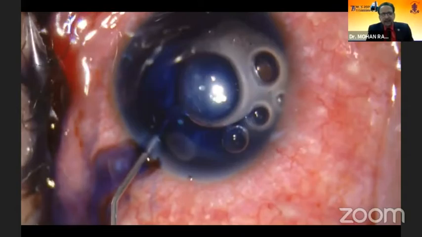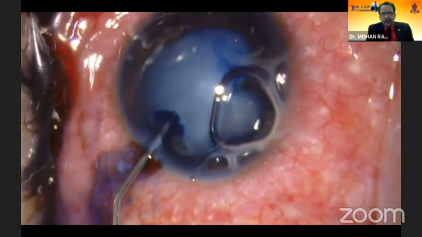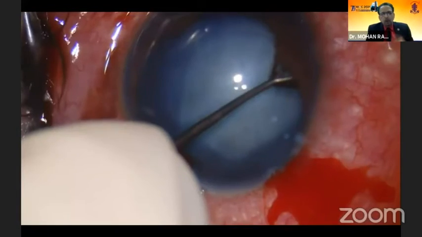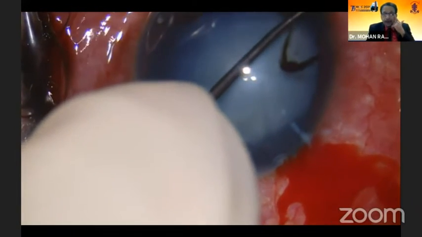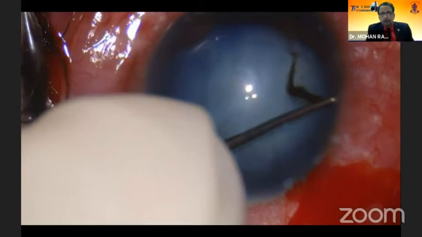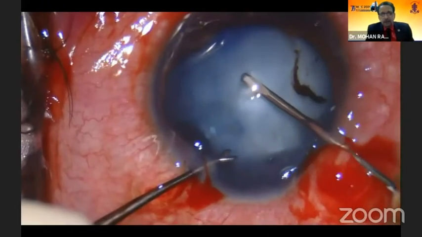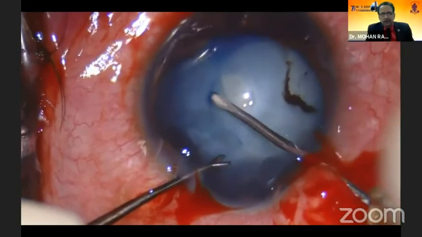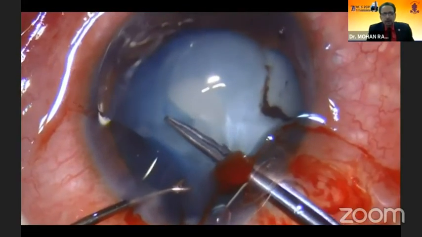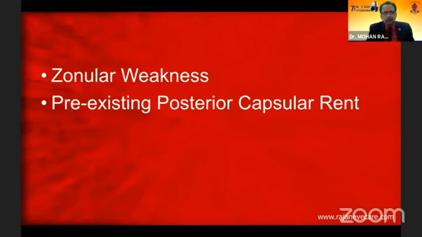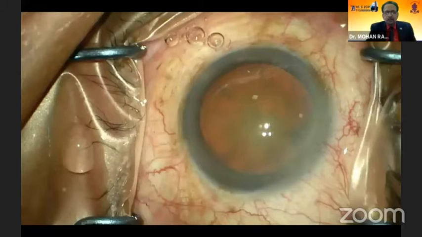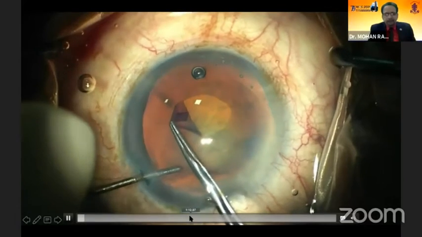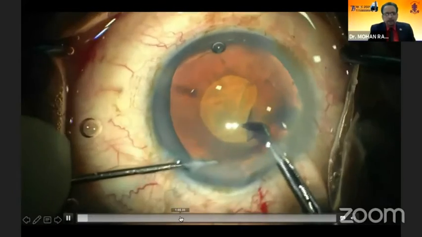Sometimes you can have synechiae, and you need to open up the synechiae and make sure that you can see. This is a patient who had a traumatic cataract with traumatic vitreous hemorrhage as well. You can see here how I'm trying to open up the synechiae and do the rhexis, and this is a very mature cataract. Zonular weakness, pre-existing posterior capsule tear, and just to show you a subluxated traumatic cataract, again combined with the vitrectomy.